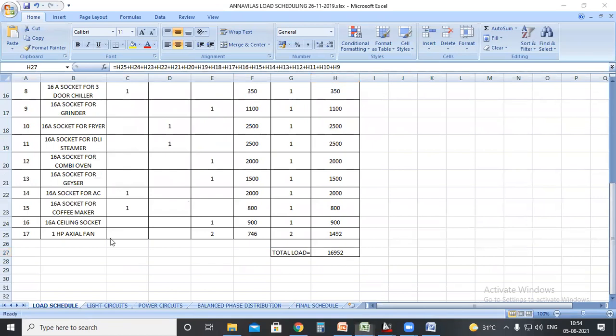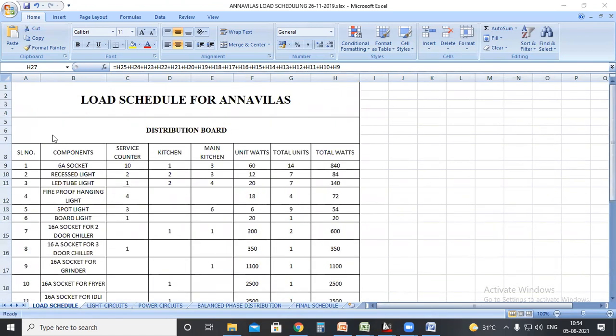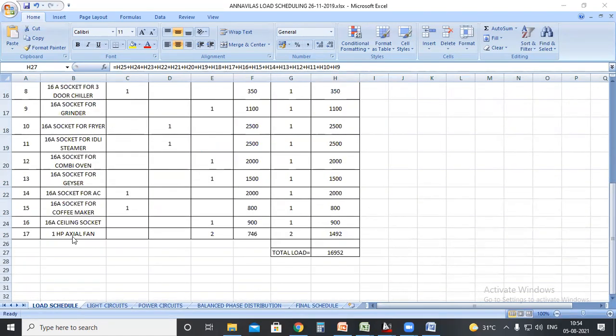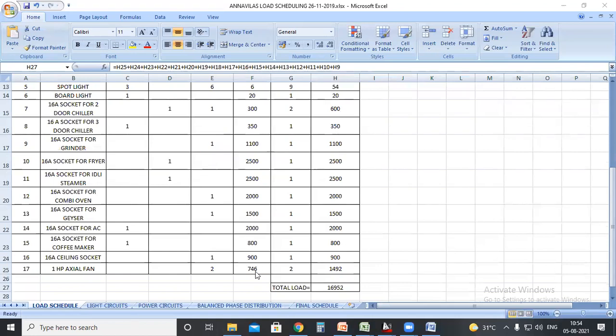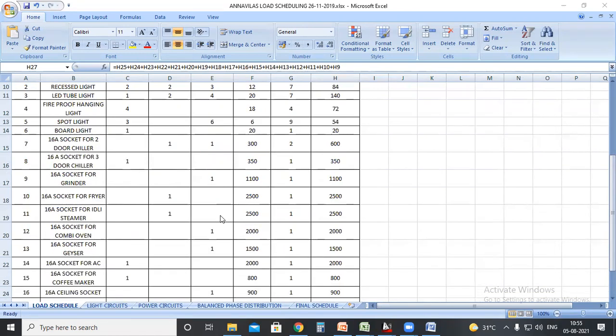Here we have a 1 HP axial fan, with SL number 70. A 1 HP axial fan means 746 watts. It is single phase, so it will be running on the single phase supply. In case some equipment comes, for example, a 6500 watt grinding machine, I will just type it here itself.